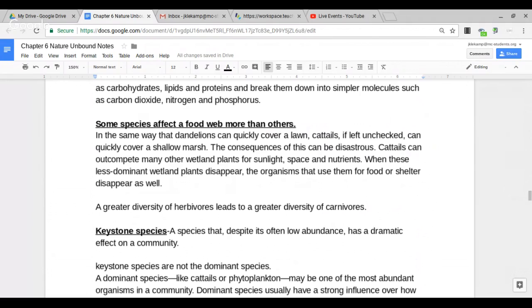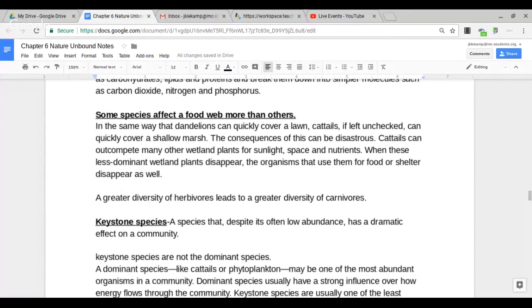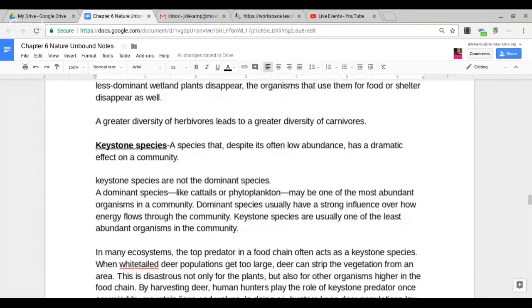So a greater diversity of herbivores leads to a greater diversity of carnivores. When we talk about a keystone species, that's a species, even though it could be in low abundance, that has a dramatic effect on a community. They are not the dominant species. Going back to the example, we have the dominant species of cattails or phytoplankton.